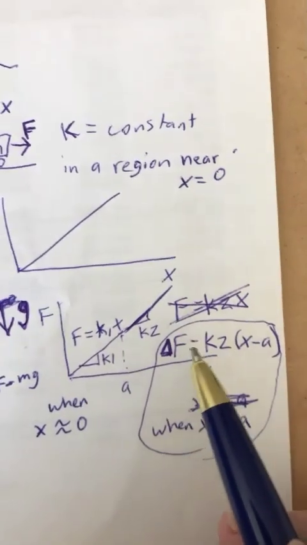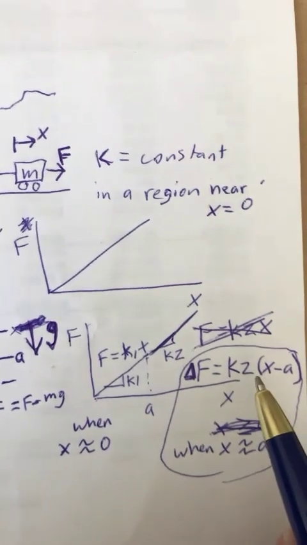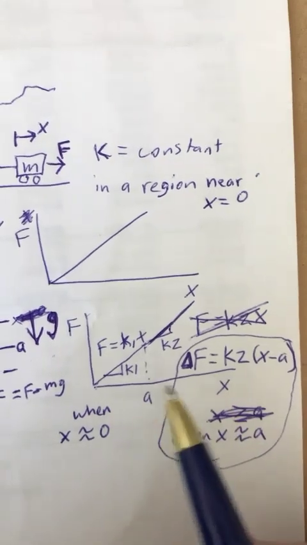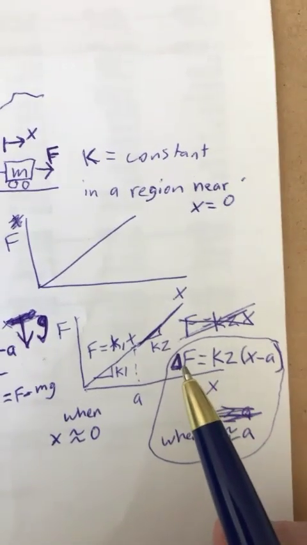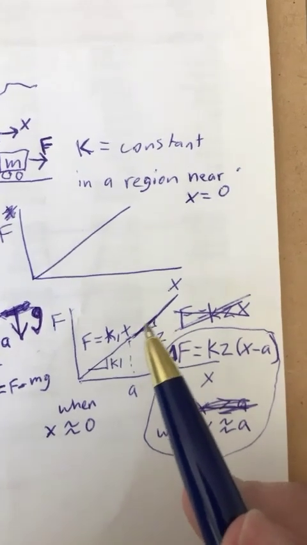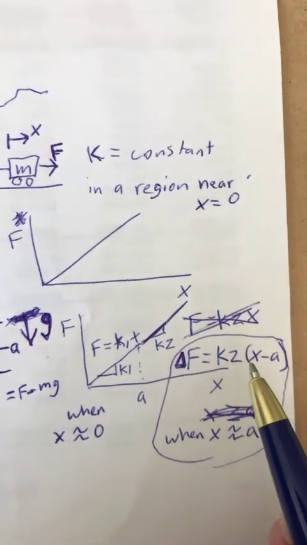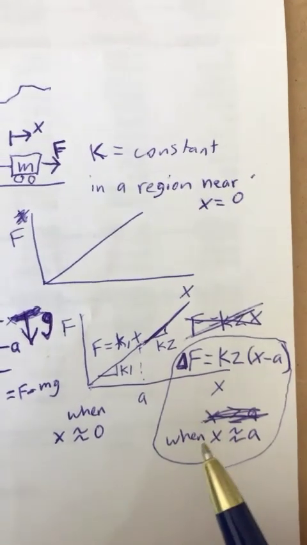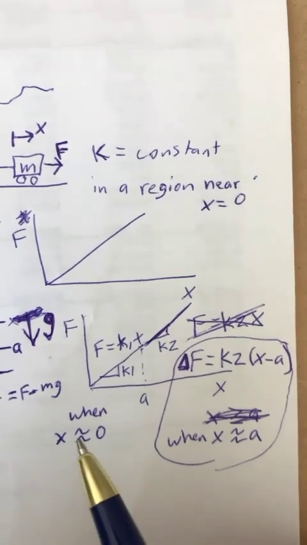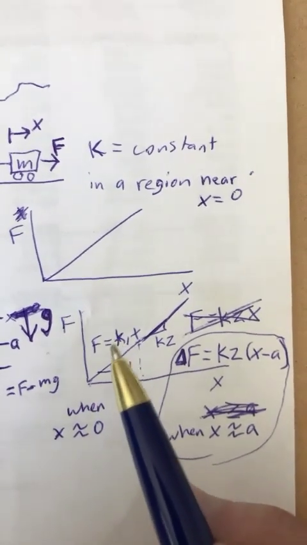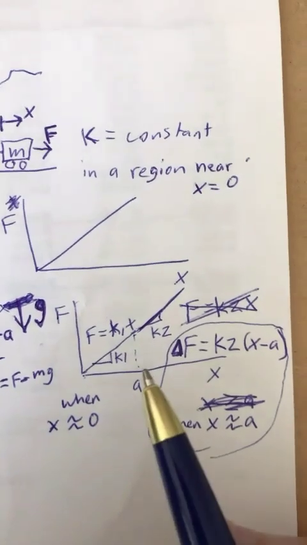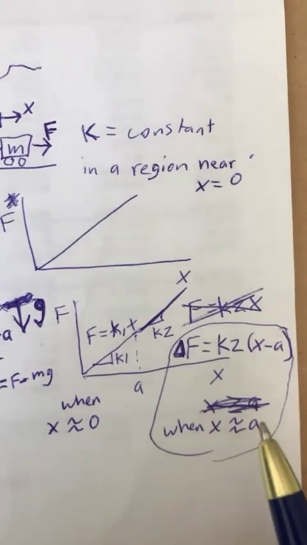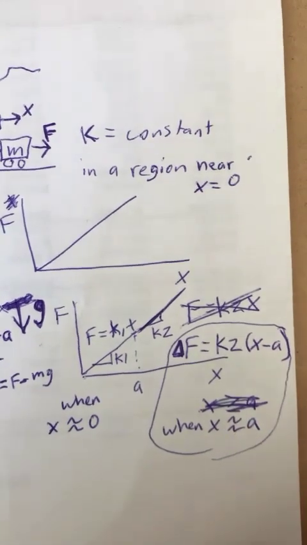And I made a mistake when I said K2 times X, because if X is the full amount of stretch, then the delta force, the additional force here, is not K2X, it's actually K2 times X minus A. It's the additional stretch from the point A. And we stipulate that this equation is true when X is somewhere near 0, and this equation is true when X is close to the value A. And that's all the change.